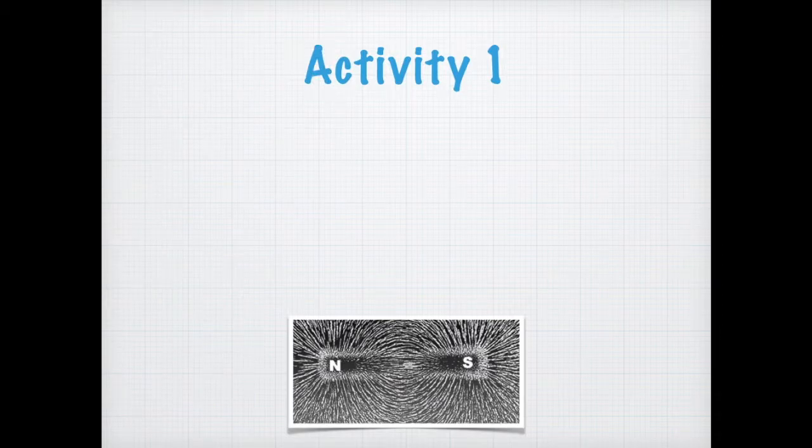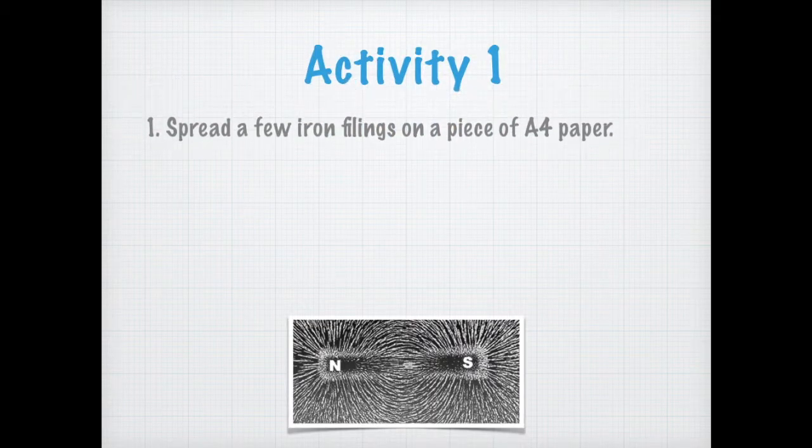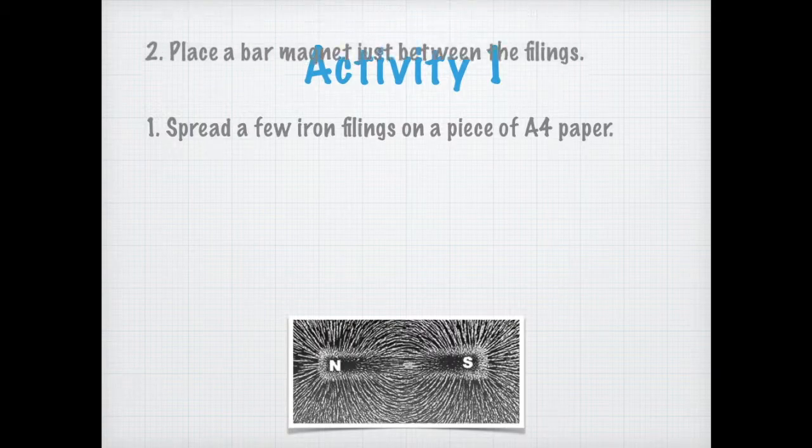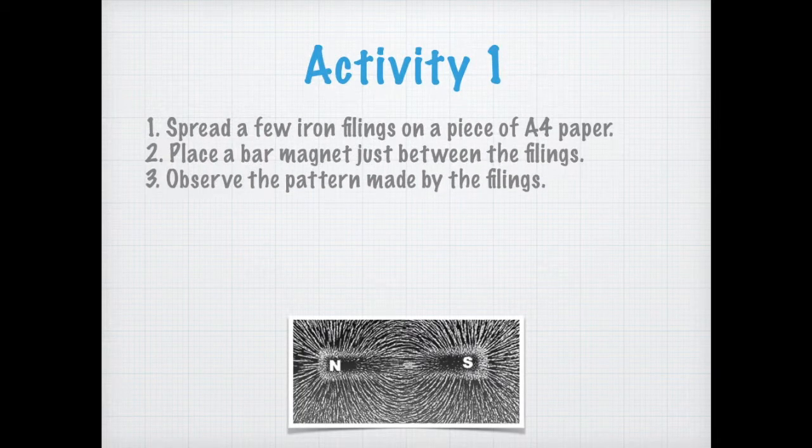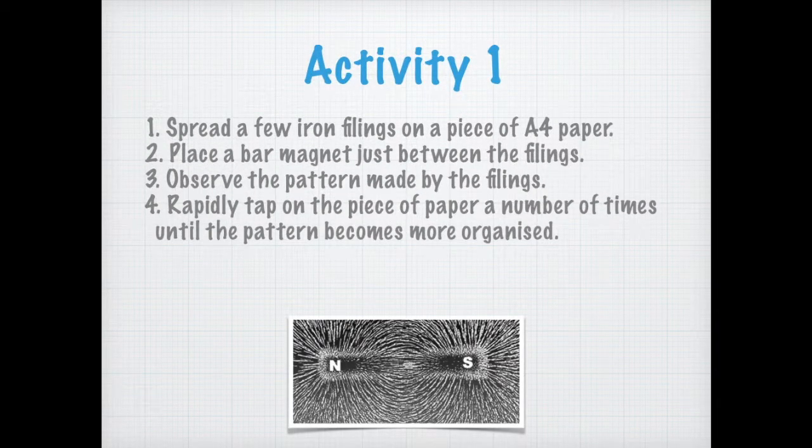Now let's move on to an activity. This is the activity you're going to use to draw magnetic field lines. Spread a few iron filings on a piece of A4 paper, as represented in the diagram below. Place a bar magnet just between the filings and observe what happens to the filings. You're going to notice that the arrangement of the iron filings is going to look like the arrangement in the diagram below.